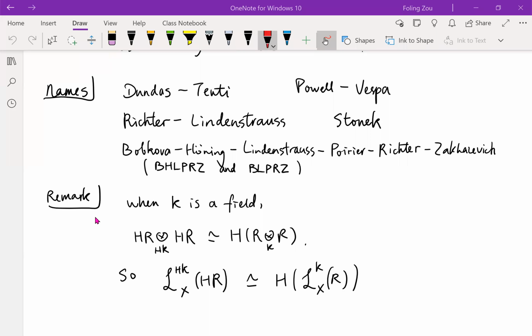Okay, so here is a remark. When K is a field, we have this equivalence that HR tensor HR over HK is equivalent to H of the tensor. So in that case, the Eilenberg-MacLane spectrum functor sends the algebraic Loday construction to the topological one.